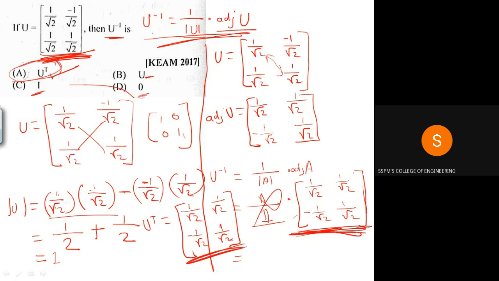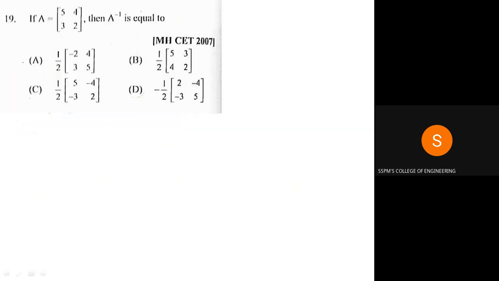So let us see the next example. This example is from 2007 MHT CET, Maharashtra CET. What is given here? A 2x2 matrix is given, and you have to find A inverse. What is A? A is equal to 5, 4, 3, and 2. And you have to find A inverse.